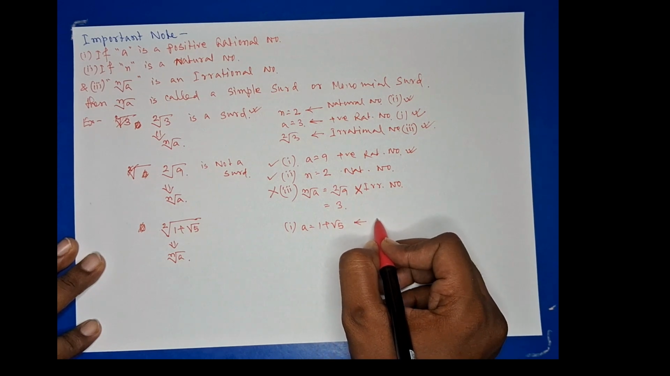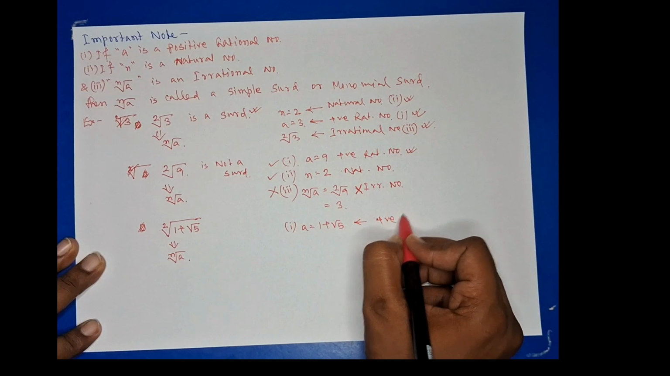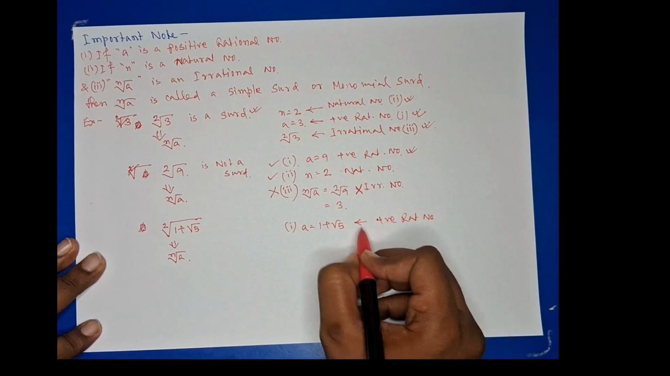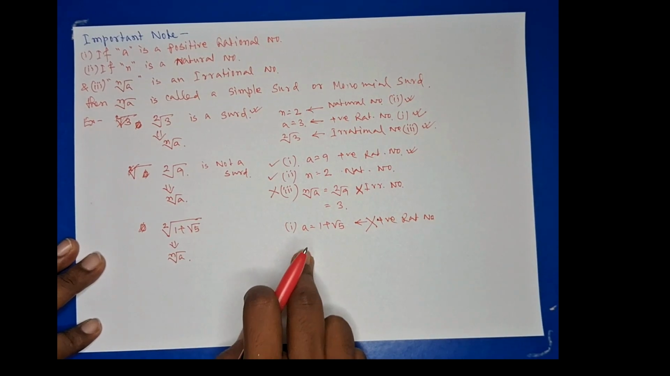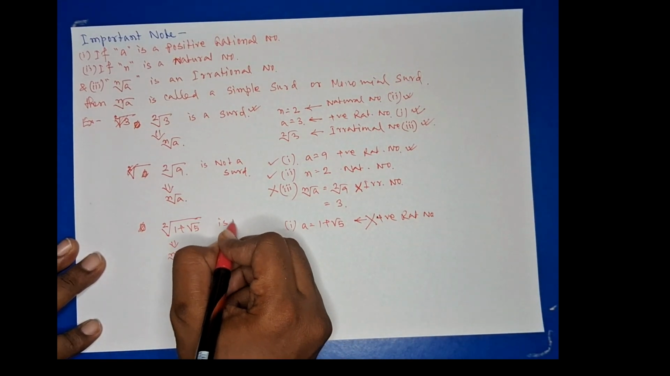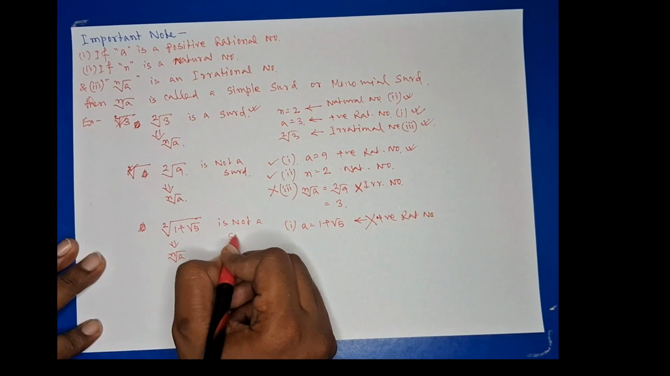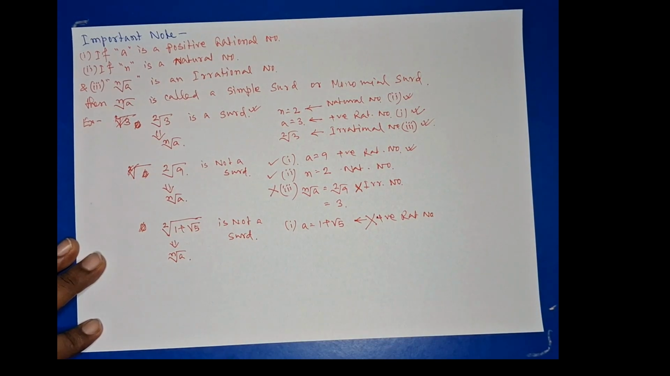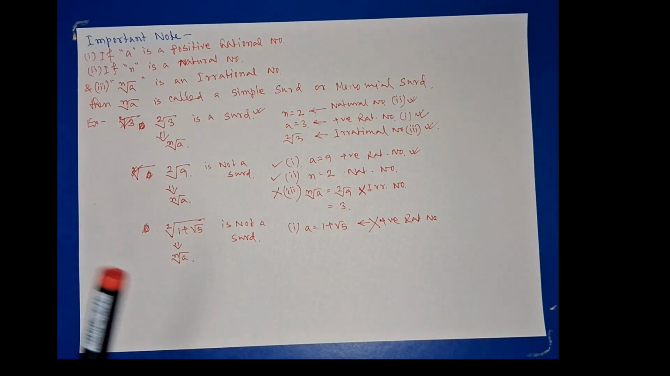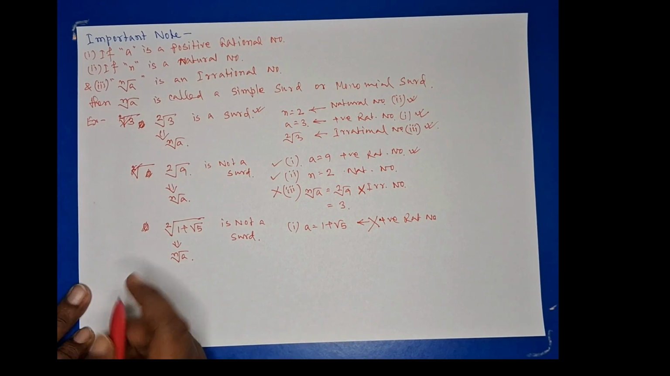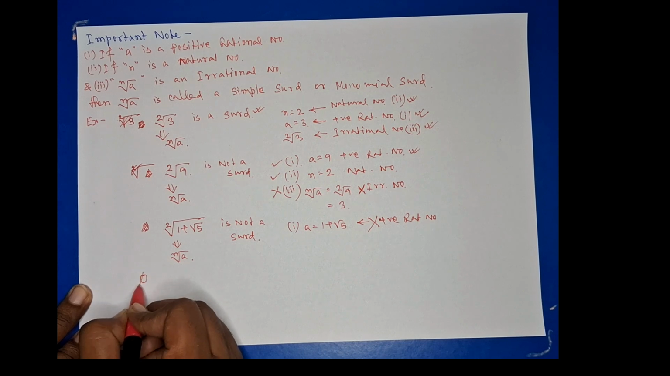No. Is this a positive rational number? No, this is not a positive rational number. So it does not satisfy the first condition. So this is not a surd. We don't need to check the other conditions. If it does not satisfy any one among the three conditions, then the number is not a surd. Okay.